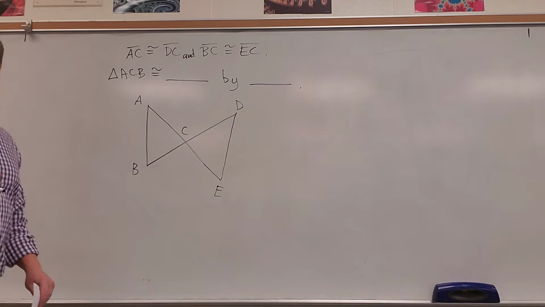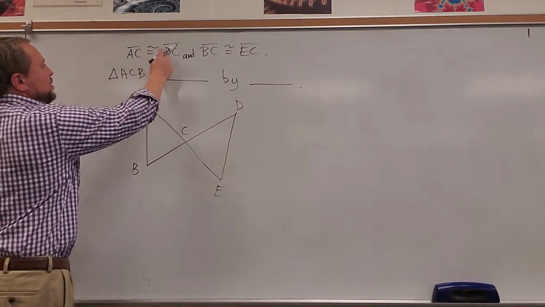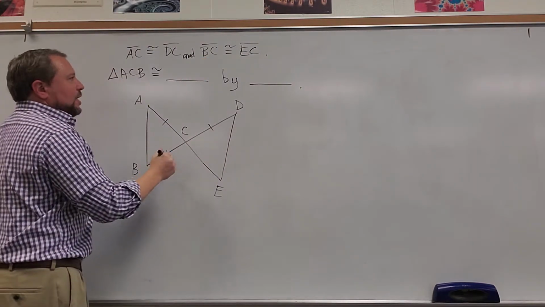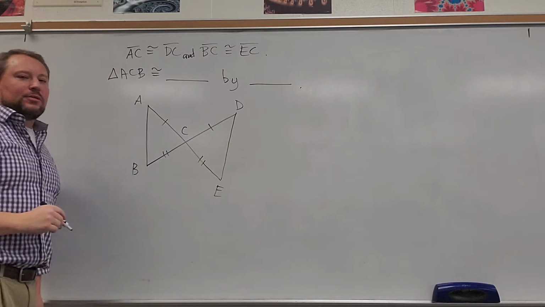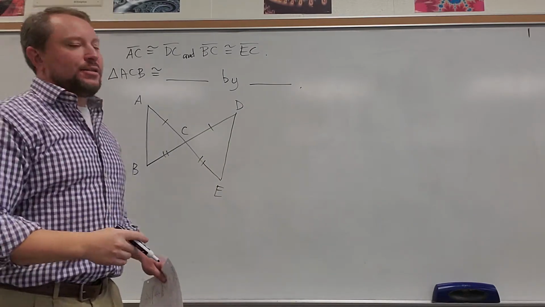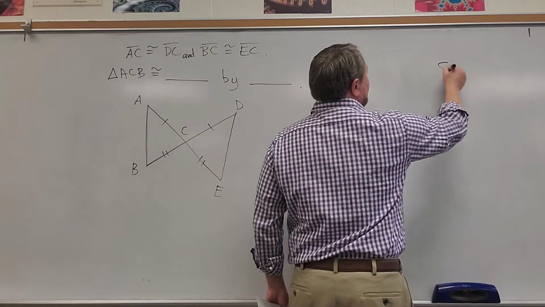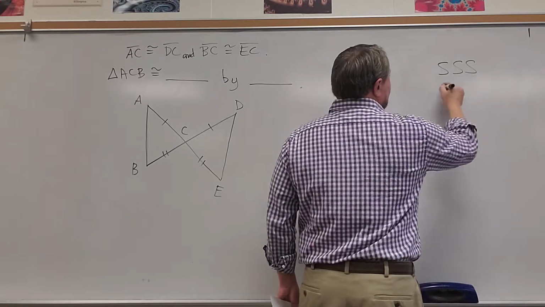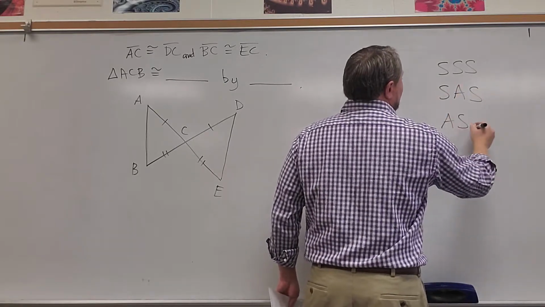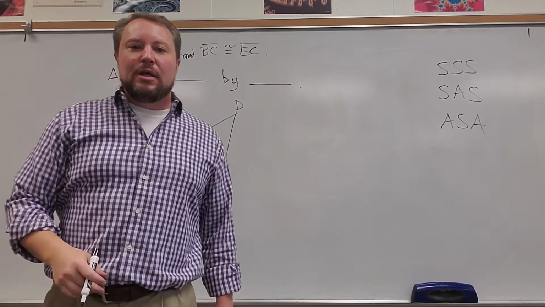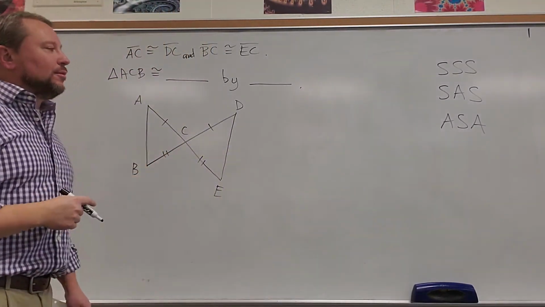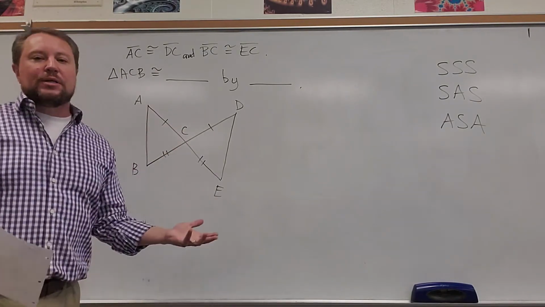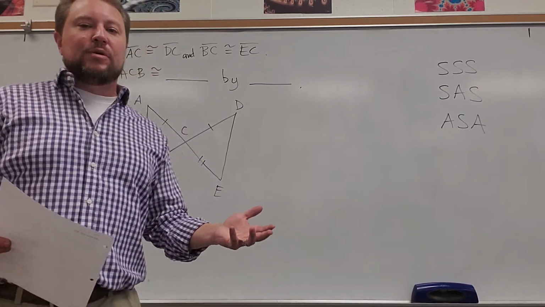All right, so if I mark the stuff that I've been given here, AC matches DC, those two sides match. BC matches EC, those two sides match. Now remember our shortcuts that we learned in our previous lesson. There was SSS, SAS, and ASA. Those were the three shortcuts we learned that can help us prove triangles congruent. So when I look at my picture here, I've only got two parts congruent.